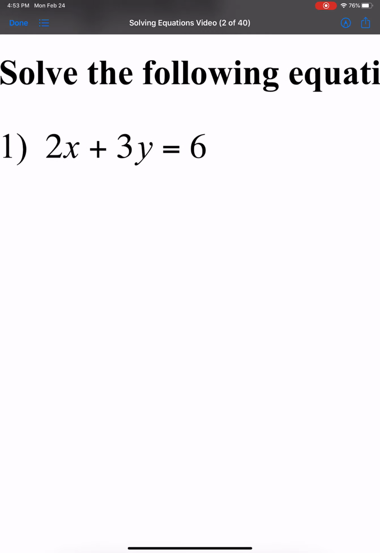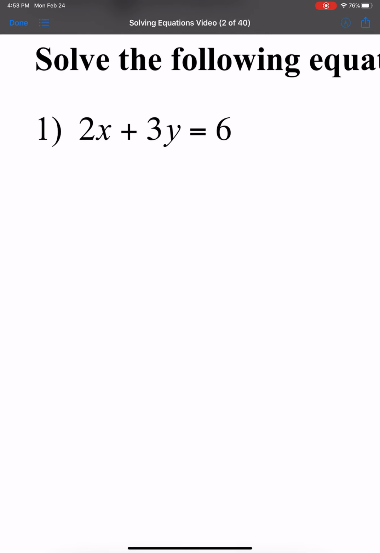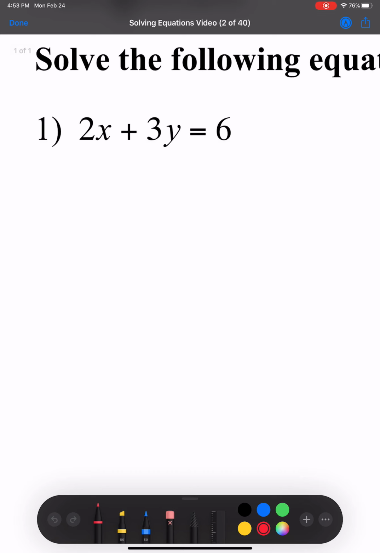If we remember the process we need to use when we solve multi-step equations, we always want to add or subtract first and then multiply or divide. So the idea here is we want to get y alone, meaning we need to remove this from this side and send it to the right. In order to do that, remember we always have to do the opposite. The opposite of positive 2x is subtracting 2x.